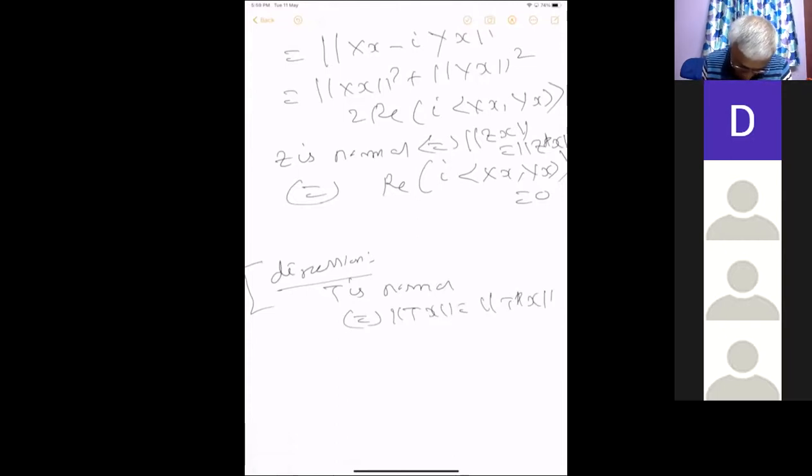Okay. So T is normal, so T star T equals T T star. In particular, the inner product of T star T x with x equals that of T T star x with x. Do you know that these two are equivalent?